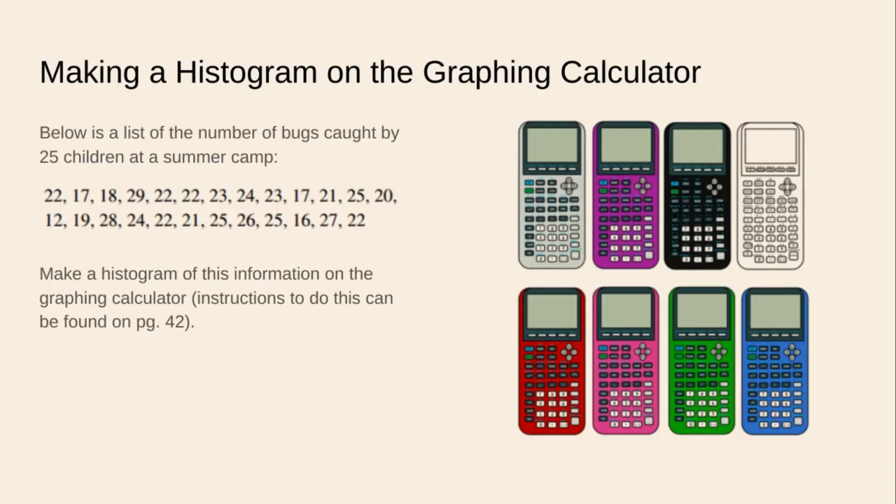Now we're going to make a histogram on our calculators. This is a useful skill that you're going to need throughout the year. Below is a list of the number of bugs caught by 25 children at a summer camp. So here are the data, and we're going to make a histogram of this information on a graphing calculator. You can find instructions to do this on page 42, but I'm going to take my own digital calculator and show you how to do this.